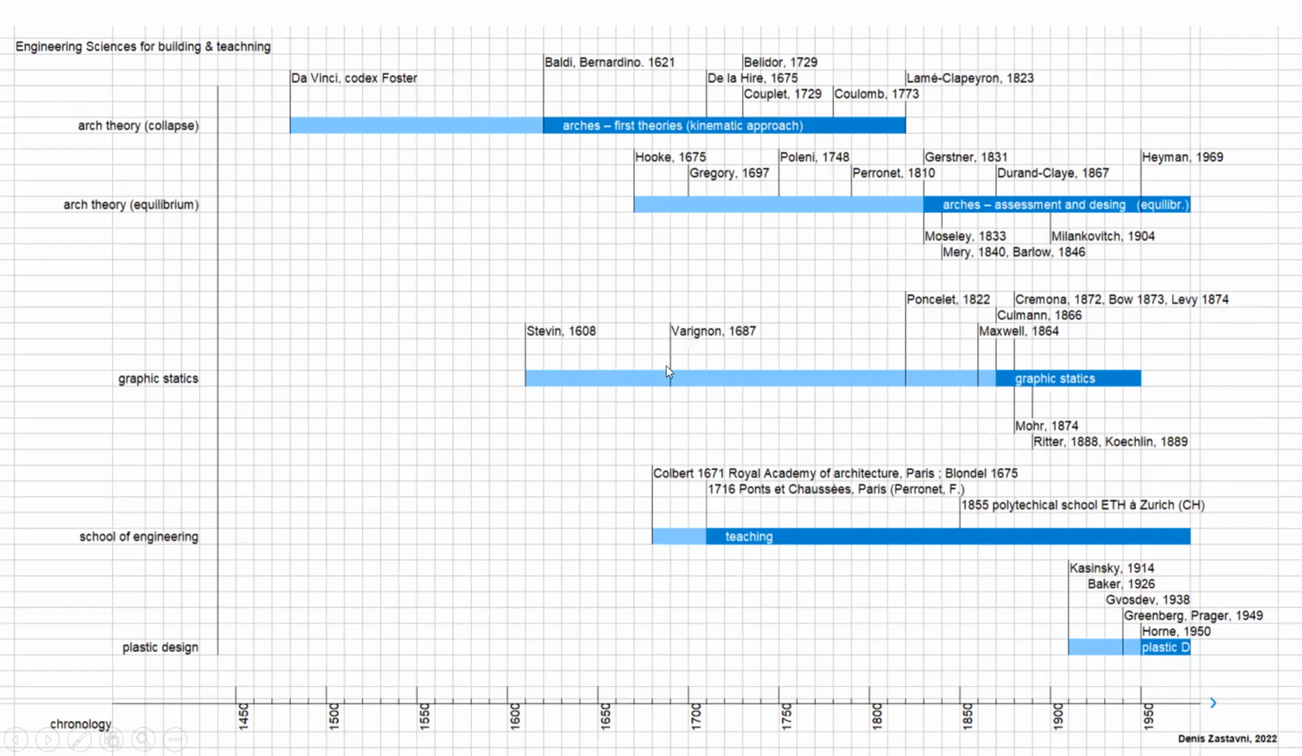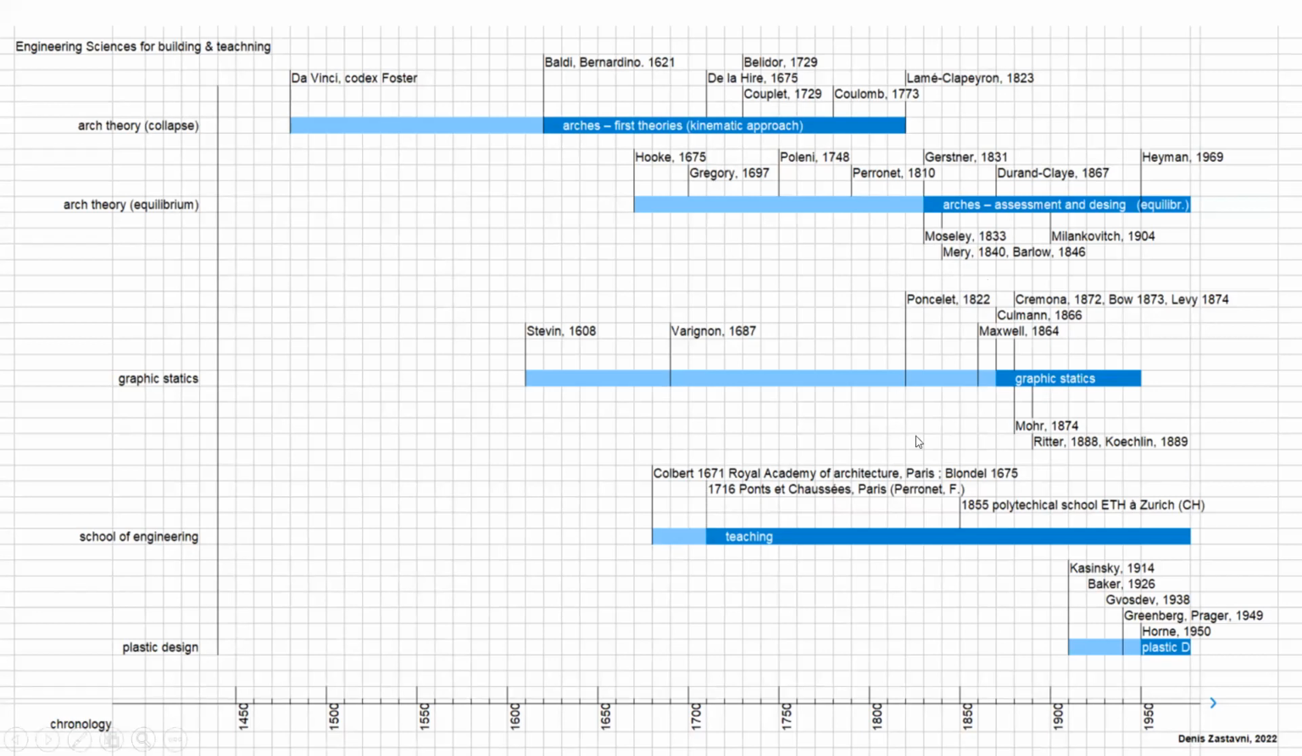Some years later, nearly 80 years later, you will have the Frenchman Pierre Varignon demonstrating all these applications that have been founded by Stevin. And then this work will be taken over by Poncelet. I will present this in more detail, getting to some engineering applications.